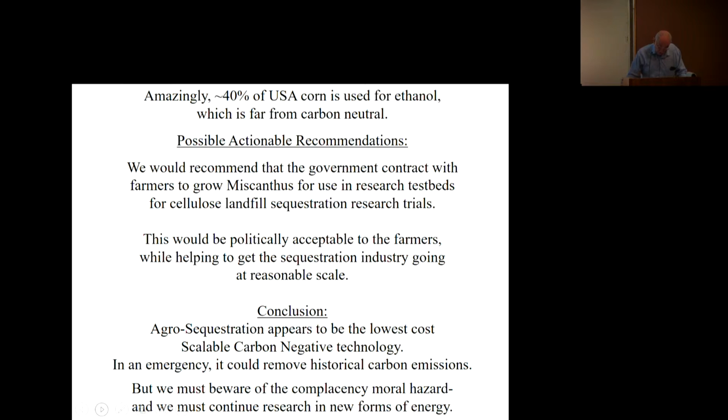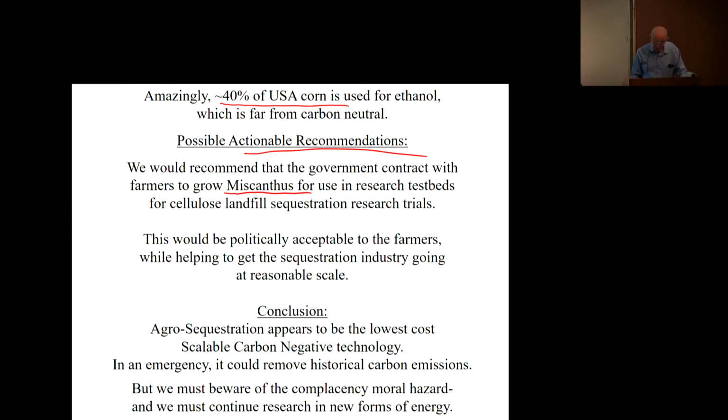So where are we today? Well, amazingly, 40% of U.S. corn is used for ethanol, and the process is far from carbon neutral. So it's not very good. So the actionable recommendation is that the government, instead of subsidizing the farmers to grow excess corn, have them grow miscanthus, and build up some research test beds that would get this going.